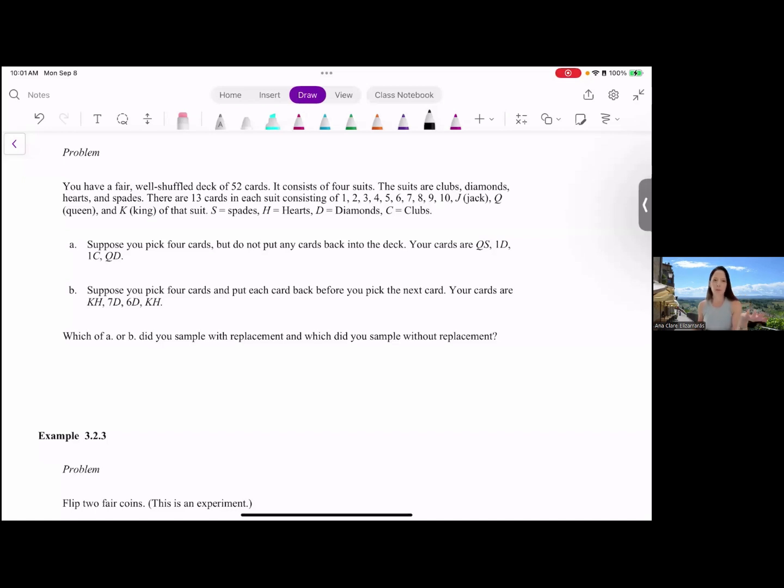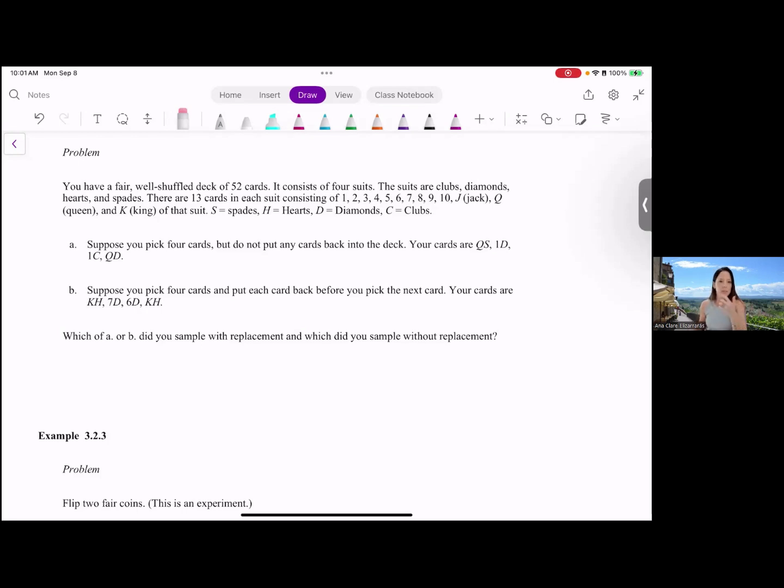Here we have a fair, well-shuffled deck of 52 cards, and what that is telling us, again, is that there's not one outcome more likely than the other. It's really important that we do say that it is well-shuffled and it's fair. It consists of the 4 suits. We have the different numbers that are included as well. And it says, suppose you pick 4 cards, but you do not put any cards back. Suppose your cards are the Queen of Spades, the 1 of Diamonds, the 1 of Clubs, and the Queen of Diamonds.